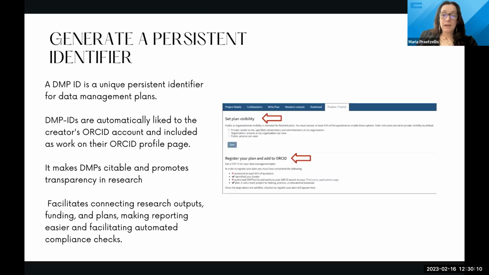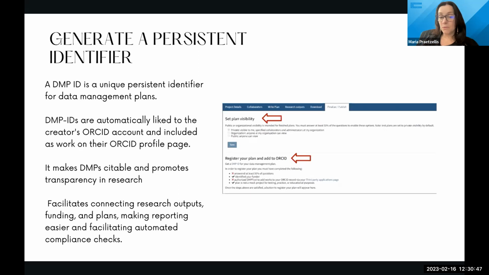And again, this is where you can request or generate a persistent identifier for your data management plan. And this is really important for promoting transparency in research, for demonstrating that you are a good steward of your research data. And it ultimately can facilitate tracking research outputs with your plans. So the idea being that you've said you are going to generate X, Y, and Z data, and then you're able to link it to that plan and demonstrate that you met that requirement.